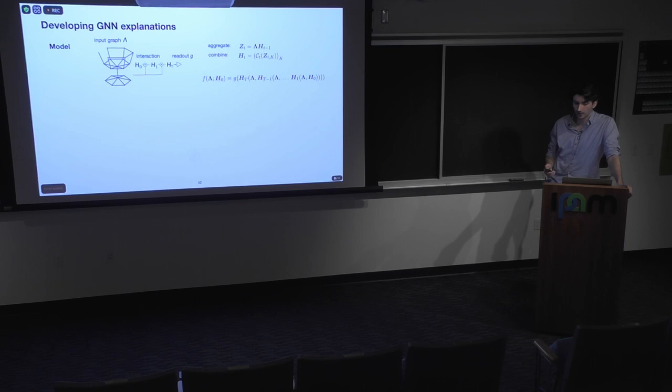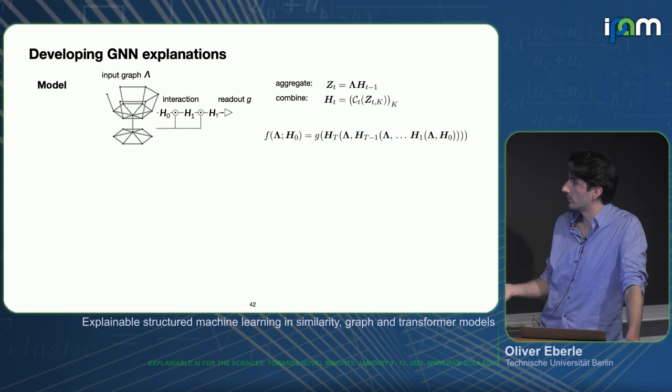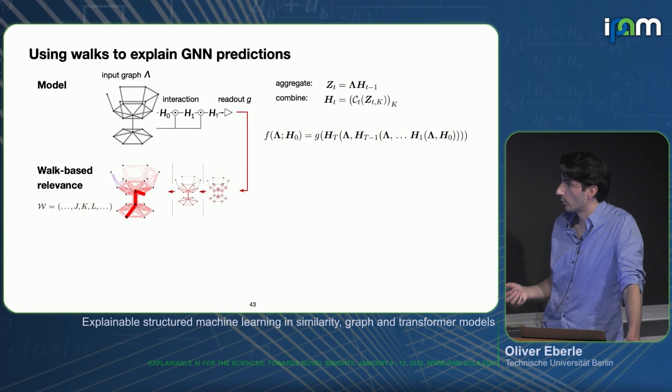So then again, you end up with this really nested structure where, as I said, the adjacency matrix, or the input graph, or the structure of the problem, is re-encoded at each step of your neural network, which is denoted here by T. And then what we found is that this type of problem is well represented by walk-based relevance.